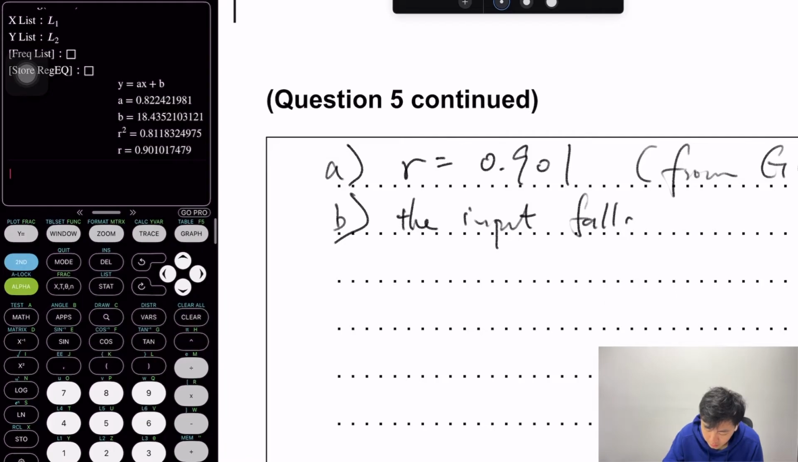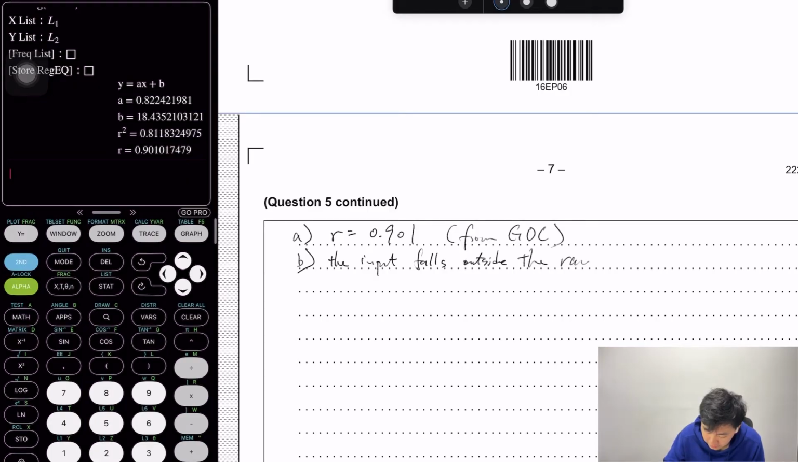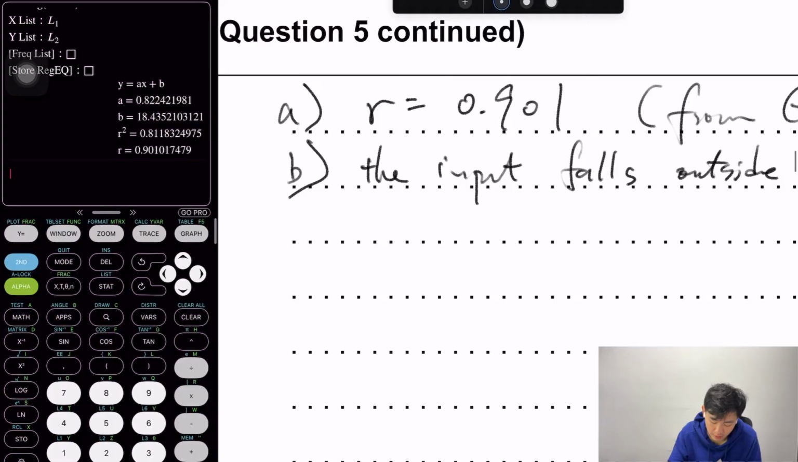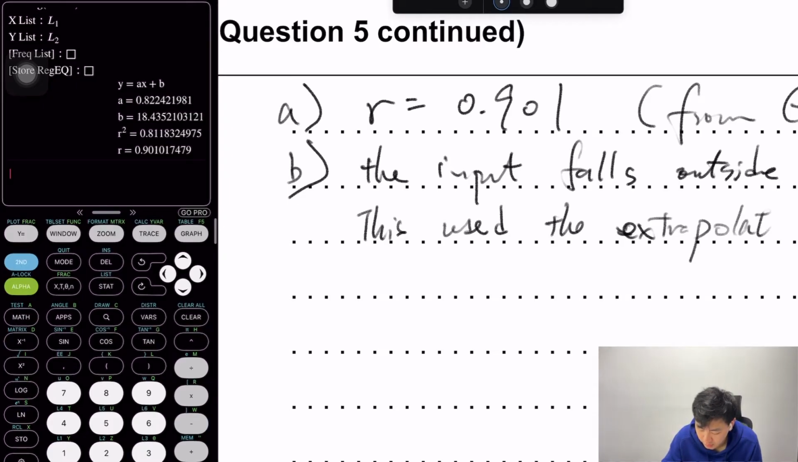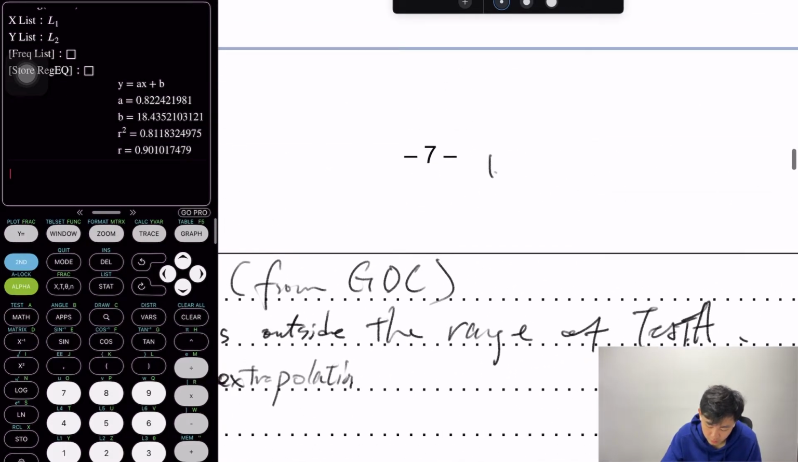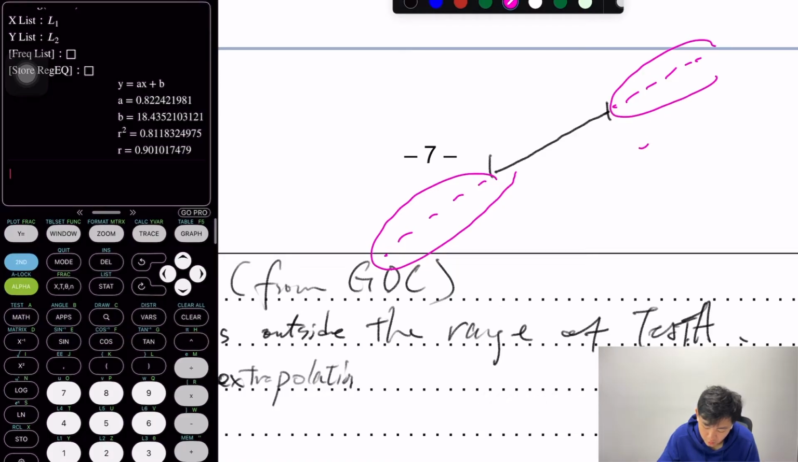the input falls outside the range of test A. You have another term for this, which is extrapolation. That means you use this range to predict something that is outside of this range. When you're finding these things, we call it extrapolation.